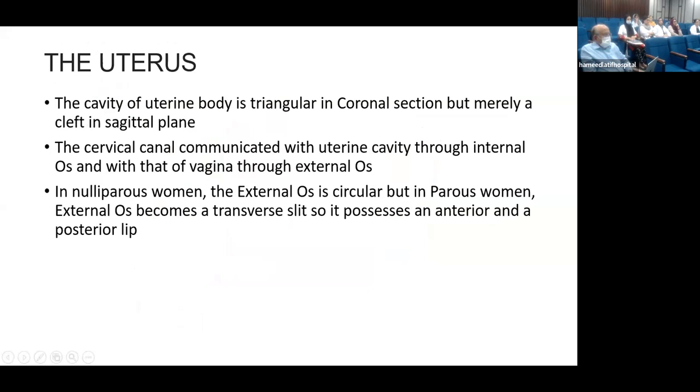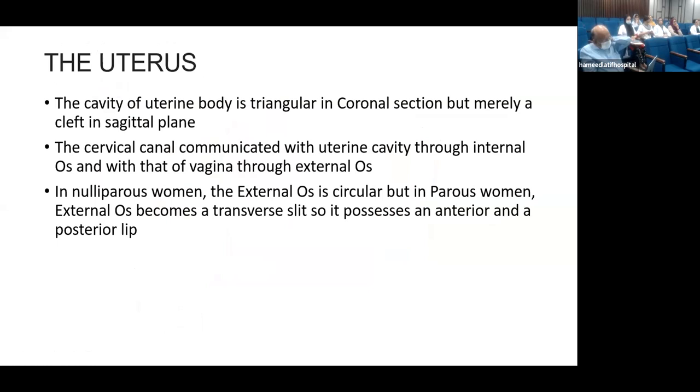The cavity of the uterine body is triangular in the coronal section, but it is merely a cleft in the sagittal plane. In the nulliparous woman, the external os is circular, but in the parous woman, the external os becomes a transverse slit, so it has an anterior and posterior lip.